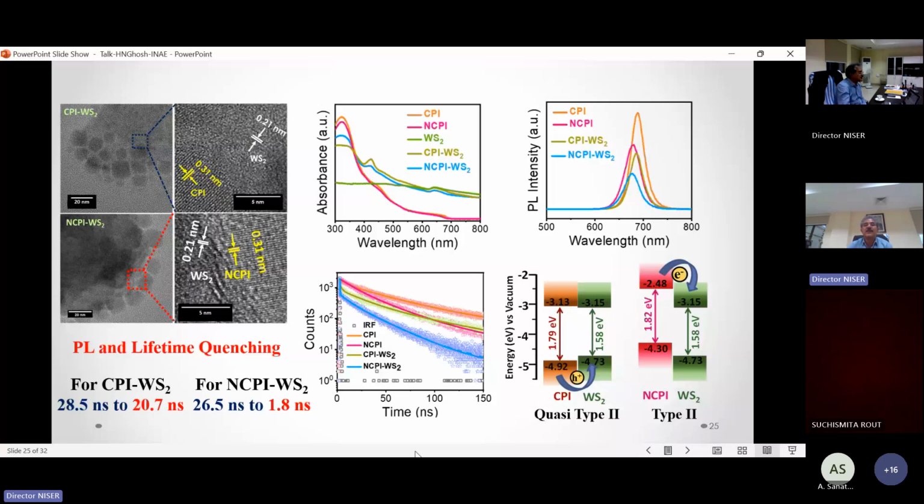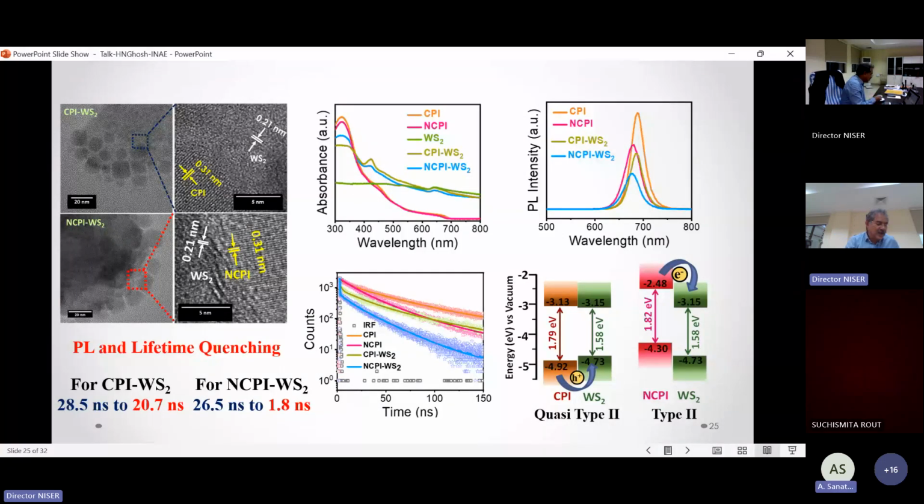And in the transient, it is clearly seen that in the material you can see both NCPI, which is basically nickel-doped CPI, and also WS2 side by side. You can see the nice heterostructure. We found that there is optical absorption, and the luminescence quenching is higher than in normal CPI. So the question is, in the perovskite and WS2, and nickel-doped perovskite and WS2, what happens? The luminescence is quenching more.